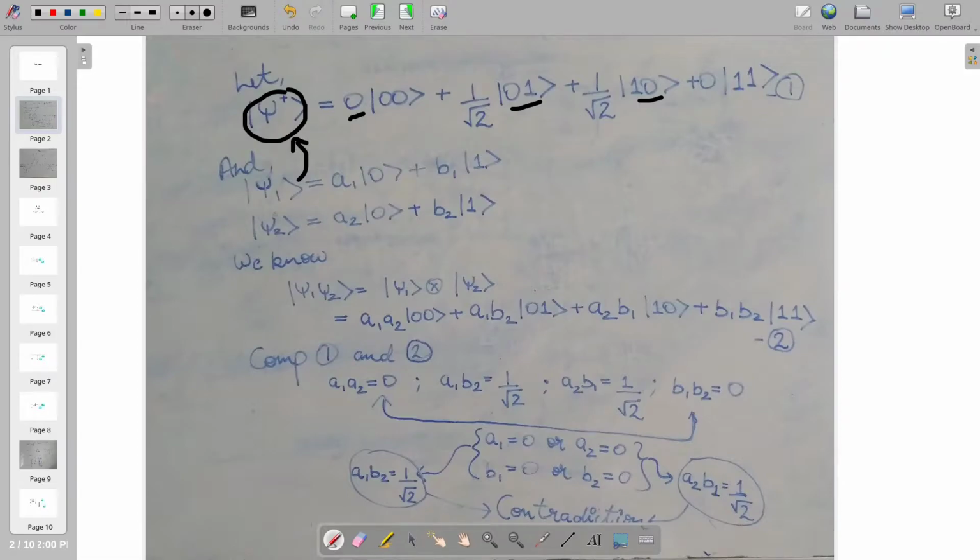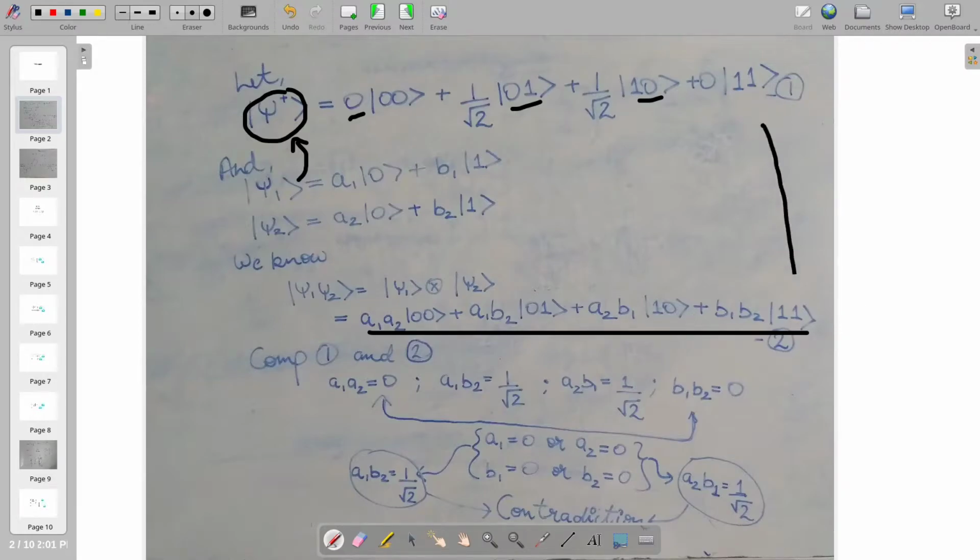Let me say that I have two qubits, which I use for generating this omega plus. Let one be omega 1 and let the second be omega 2. Let me take a general representation. Omega 1 is equal to a1 0 plus b1 1. Omega 2 is equal to a2 0 plus b2 1. We already know that omega 1 omega 2 is nothing but the tensor product of omega 1 and omega 2. In the previous video, we have already discussed how to find the tensor product. So we'll just use that method and get this state for the given omega 1 and omega 2: a1 a2 00, a1 b2 01, a2 b1 10 and b1 b2 11.